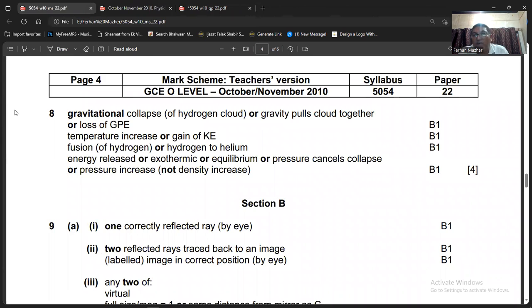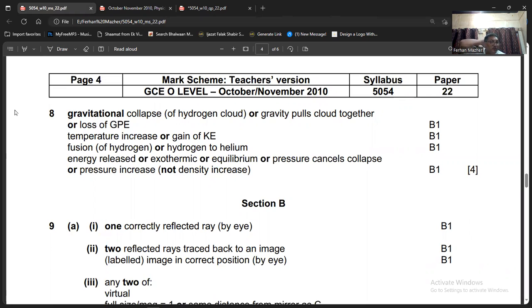So listen carefully to what the marking scheme wanted us to write. 1 mark for gravitational collapse of hydrogen cloud, or gravity pulls cloud together, or loss of gravitational potential energy. 1 mark for saying that temperature increases or gain of kinetic energy. 1 mark is for saying that fusion of hydrogen, or hydrogen to helium, and energy released, or exothermic, or equilibrium, or pressure cancels collapse. And 1 mark is for saying pressure increases, not density increases.